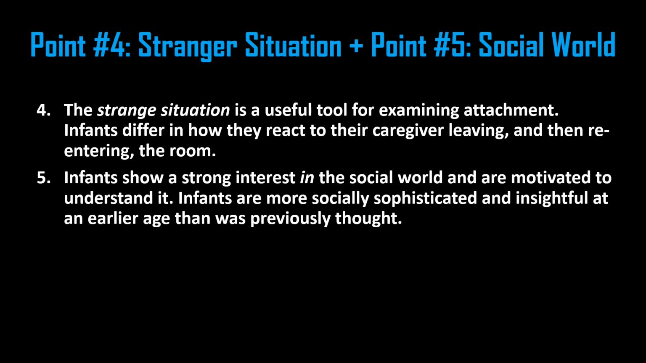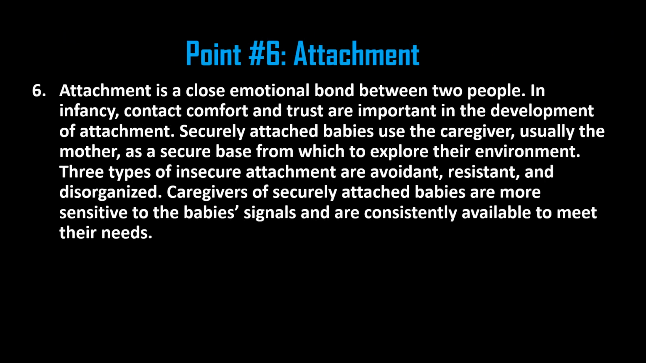Okay, a couple more. Number 6, attachment is a close emotional bond between two people. In infancy, contact, comfort, so basically picking up and cradling and hugging, and trust are important in the development of attachment. Securely attached babies use the caregiver, usually the mother, as a secure base from which to explore their environment. Three types of insecure attachments are avoidant, resistant, and disorganized. And remember, resistant is sometimes called ambivalent.